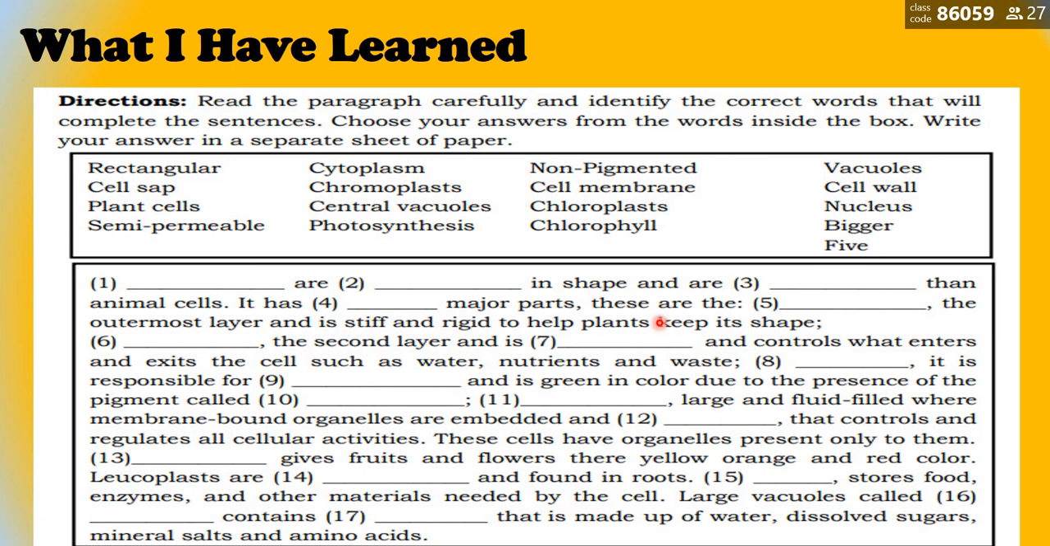These cells have organelles present only to them. For number 13, it is chromoplast, which gives fruits and flowers their yellow, orange, and red color. Leucoplasts are non-pigmented and found in roots. And lastly, vacuoles store food, enzymes, and other materials needed by the cell. Large vacuoles called central vacuoles contain cell sap that is made up of water, dissolved sugars, mineral salts, and amino acids.